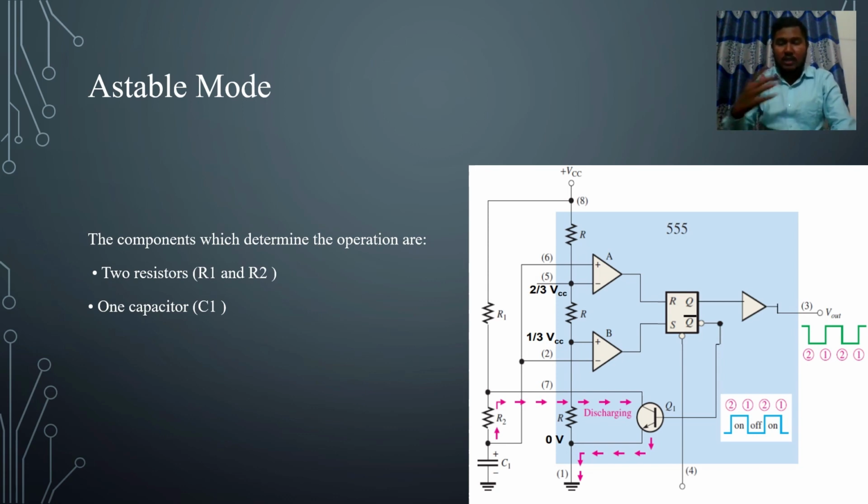The capacitor charges through R1 and R2. During the charging phase the output is high. Thus the time of the high pulse, Th, equals 0.693 × C1 × (R1 + R2). The capacitor discharges through only R2, and during the discharging phase the output is low. Thus the time of the low pulse, TL, equals 0.693 × C1 × R2.